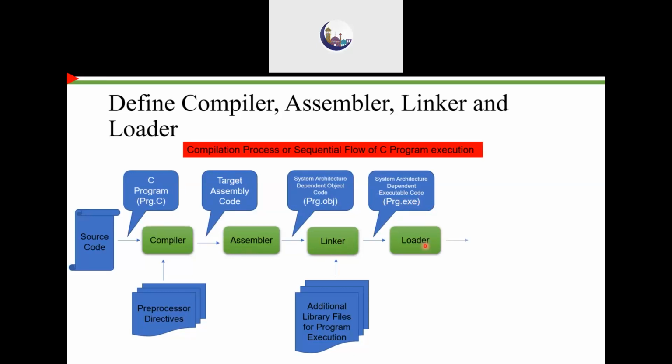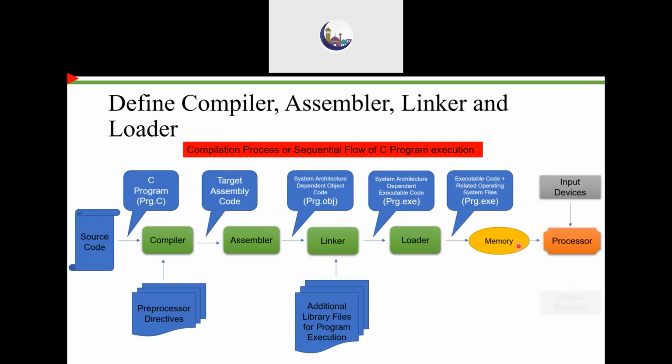The loader will check whether there is sufficient memory available in the RAM space or not. If the memory is available, it will pass that particular prg.exe along with the operating system files to your memory. Once the program is inside RAM memory, it can be picked up by the processor, and the processor will take the input and generate the output. This is the simplest flow of your entire execution.